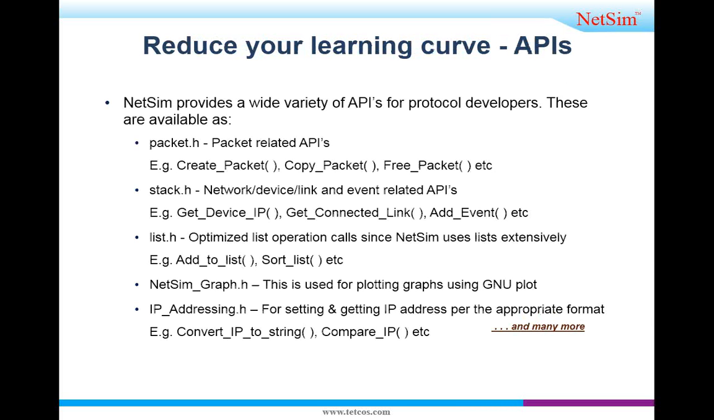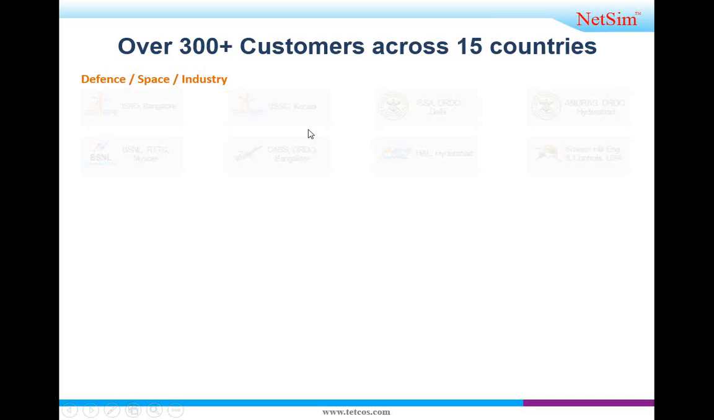Now NetSim provides some APIs for the developers. In order to reduce the time and effort of the protocol developer, NetSim provides APIs which can be reused to perform activities like packet creation, deletion, IP address comparison, and many more. NetSim also provides a manual in the help section to assist developers while writing or editing the source code. Okay, so these are packet.h, stack.h, list.h, netsim graph.h, IP addressing.h. These are the APIs given for the developers.